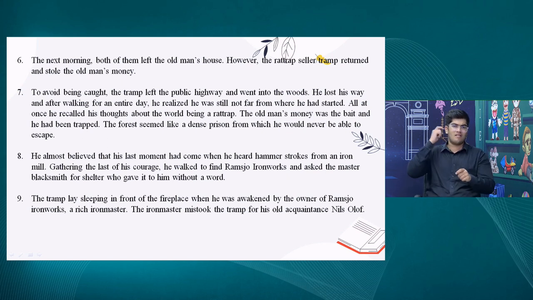So he understood that if there is an iron mill and there are hammer strokes, of course there are people inside it. So he gathered the last bits of his courage and he started to walk towards this iron mill. He finds that it is called the Romsha Ironworks, and he asks the master blacksmith for shelter.